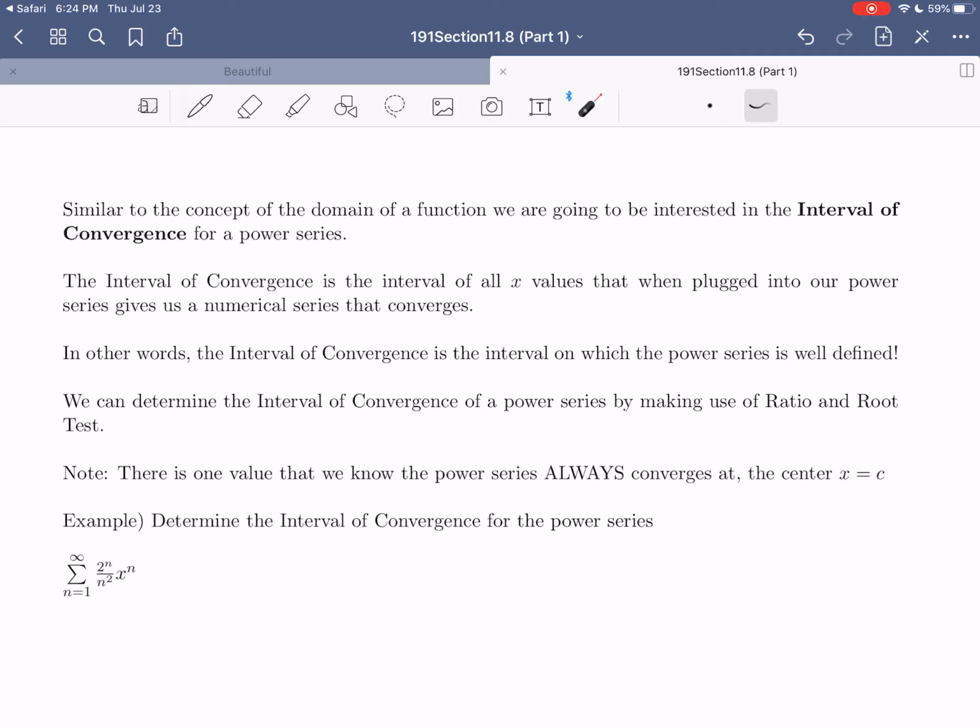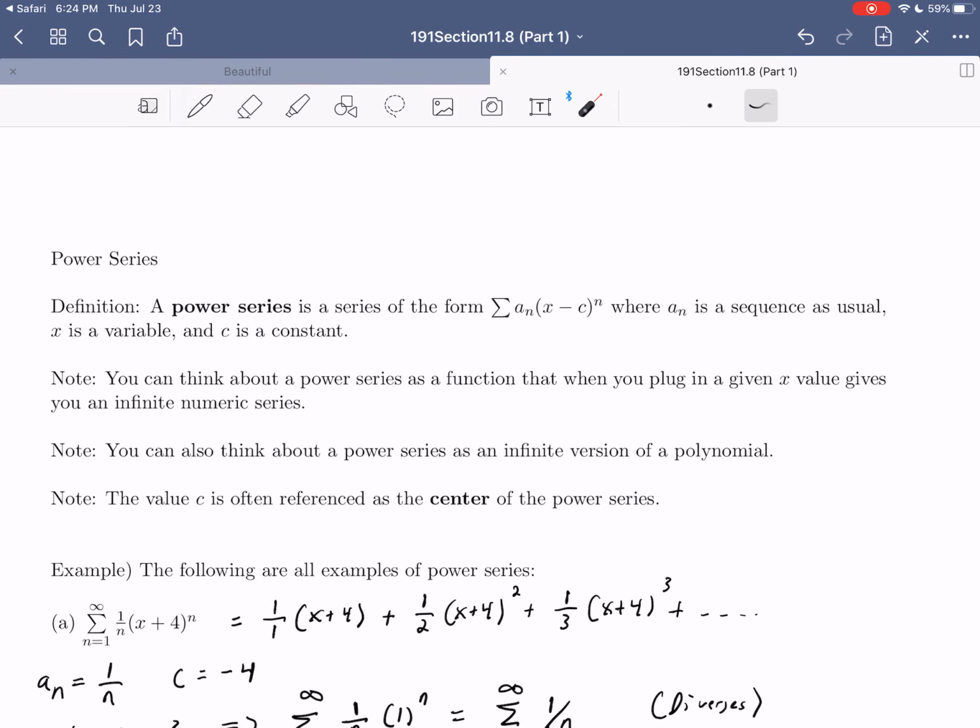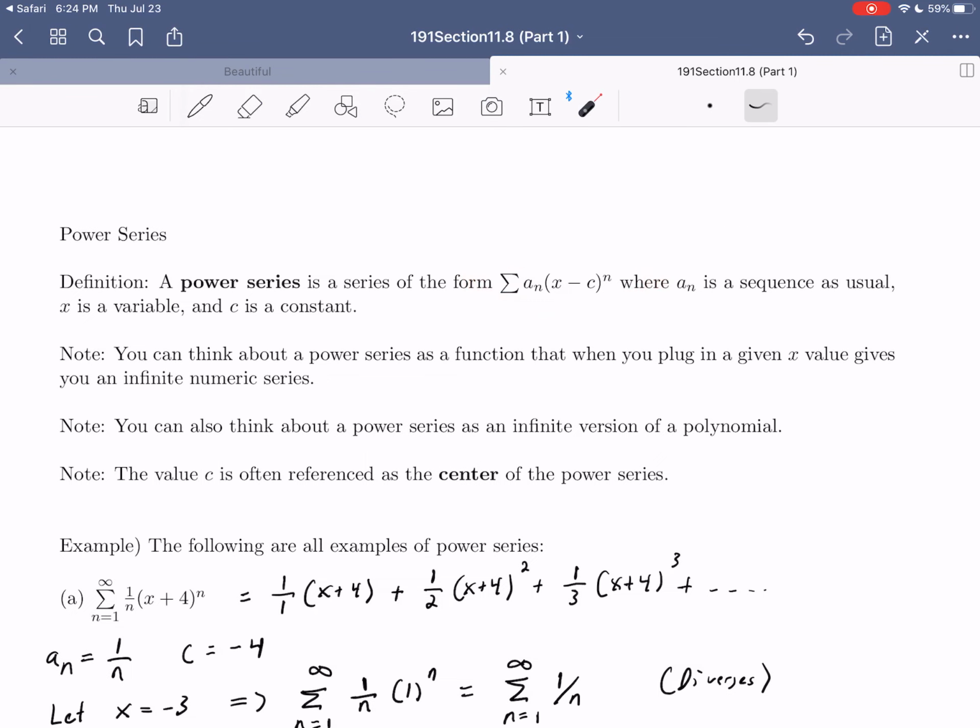So before we get into our examples, let's think about why at the center it is always going to converge. Well, if you go back to the definition of a power series, suppose you choose x equals c and plug that in. By choosing x equals c, the inside of this is going to become 0 to the n, which is always just going to be 0. So that's going to cause all of these terms to immediately become 0, and then we'll be summing up an infinite amount of zeros.